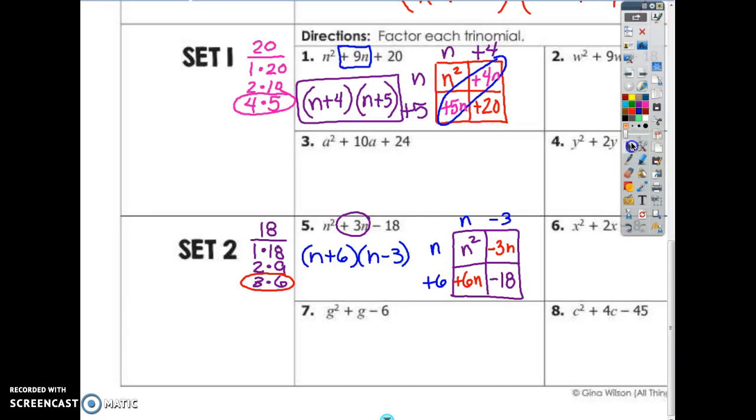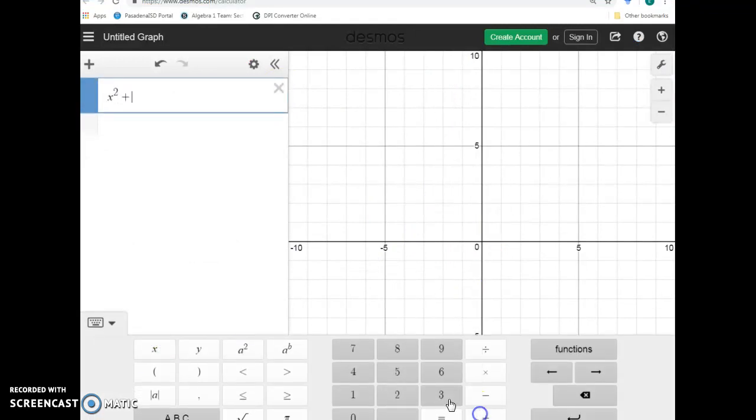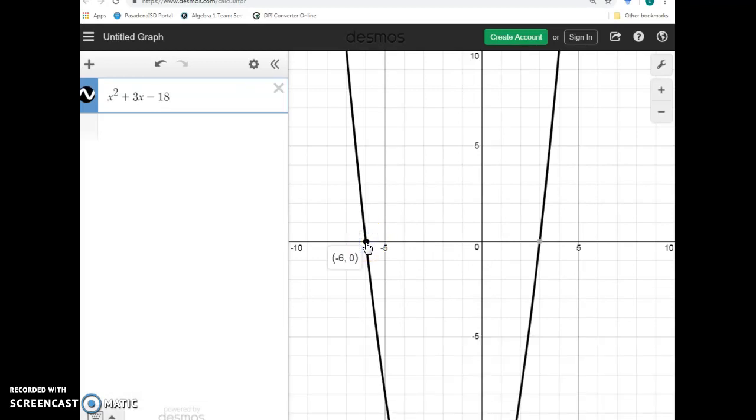Let's go check in Desmos. X squared plus 3x minus 18. Look at my solutions. -6. Look at my other solution. +3. What did I tell you to do with those numbers? Change the signs, right? So that's why my factor is x plus 6. I changed it to a plus. And my other factor is x minus 3. So again, if you can't find the numbers, put them in Desmos and go change the signs.